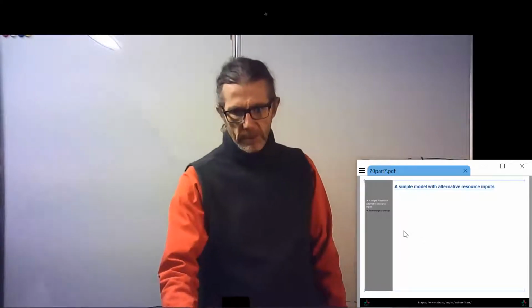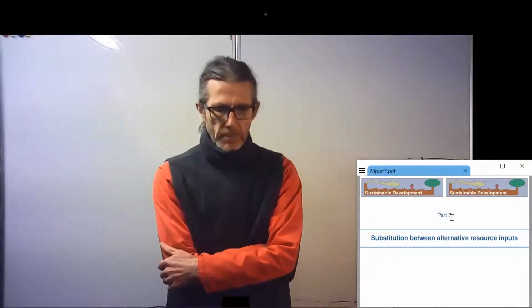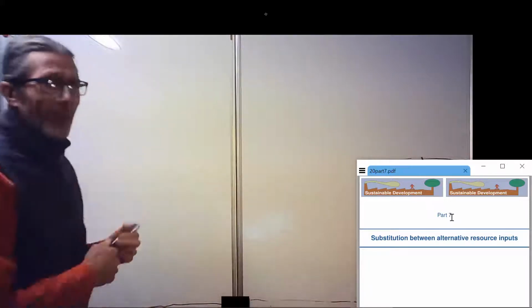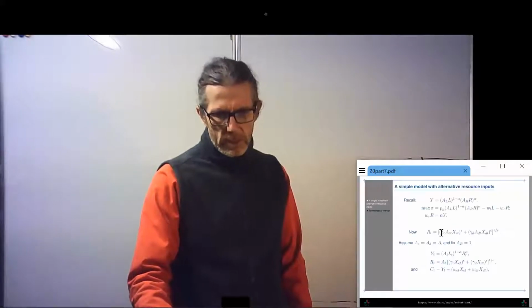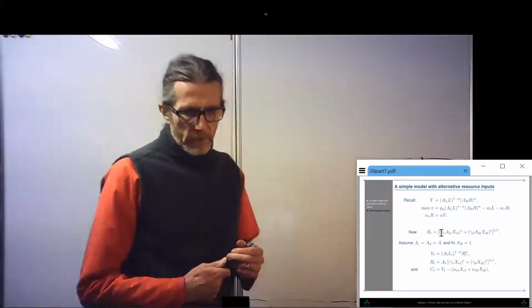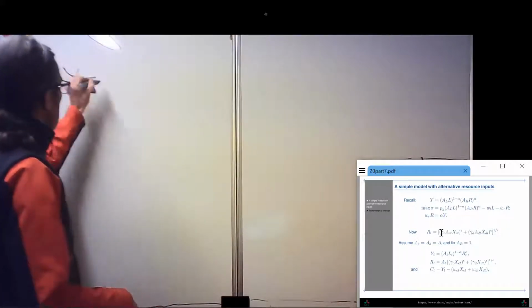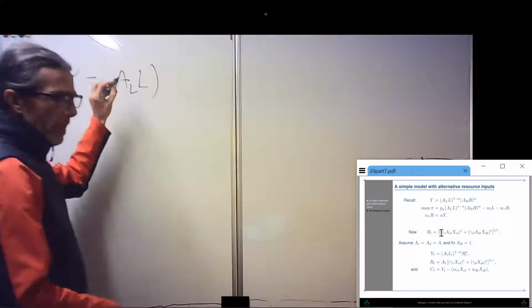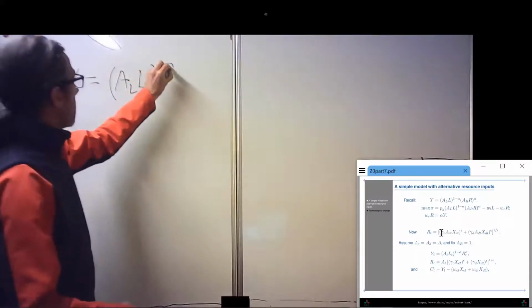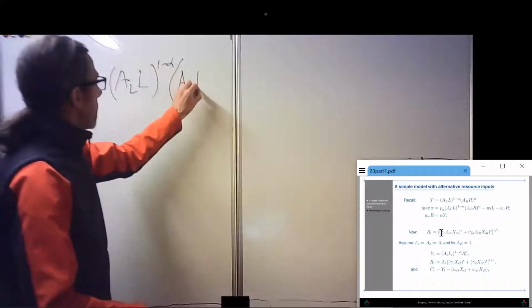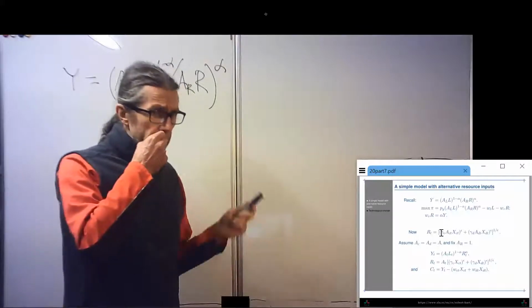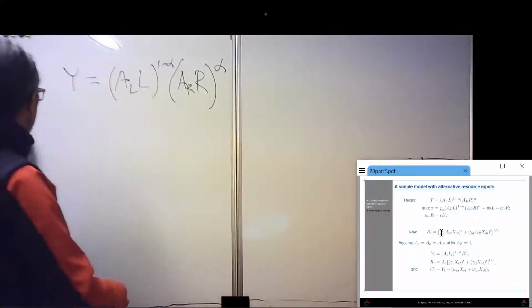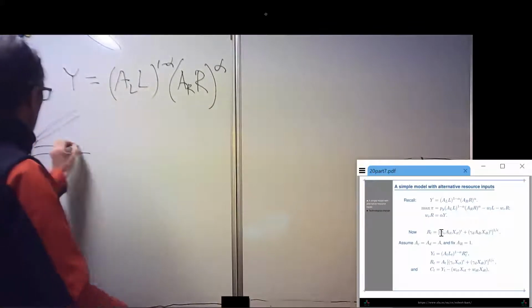So, let me give you some of the background. As you all recall, we started off with a Cobb-Douglas function, didn't we? And in a slightly more general form, we can write it like this. And this fits the aggregate data, the aggregate long-run data, yeah?